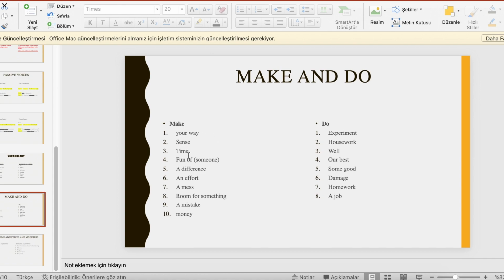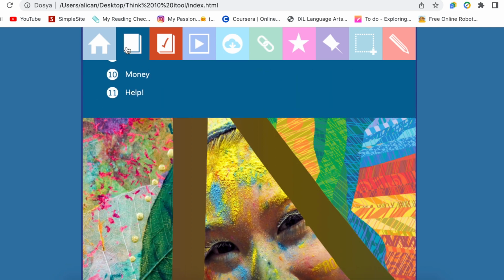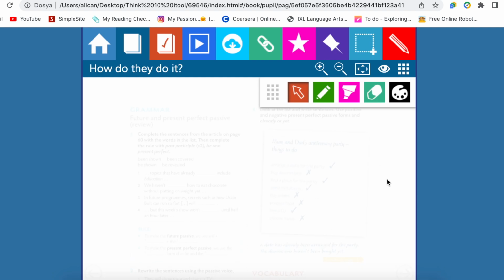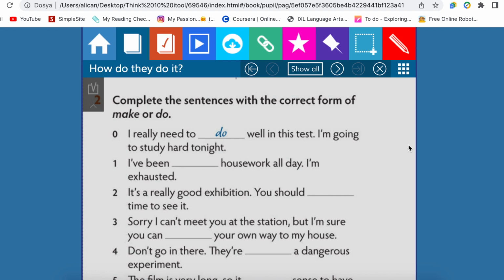Here are the examples, which is unit 6, page 61. Now let's open it. Okay, let's go to unit 6. Okay, here are the examples. It says, I really need to do well in this test. I'm going to study hard tonight. I have been doing housework all day. I'm exhausted. It's a really good exhibition. You should make time to see it.